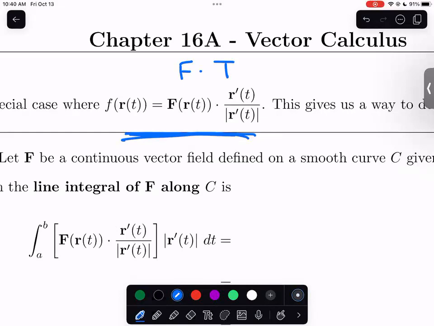The unit tangent vector was denoted by this capital T. This was in 13.2 when we first came up with this, right? The tangent vector was the derivative. If we want it to be a unit vector, you divide by its magnitude.